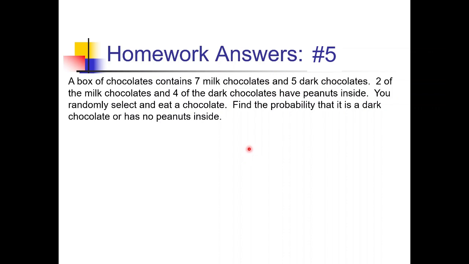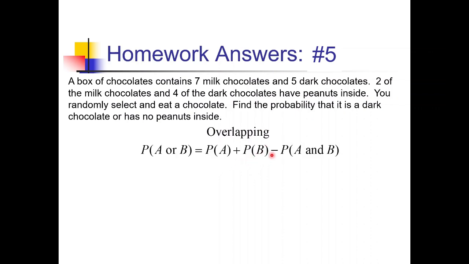All right, so is there any overlap between dark chocolate and no peanuts? They said there was 5 dark chocolates and 4 of those dark chocolates have peanuts. That means 1 doesn't. So there is some overlap between no peanuts and dark chocolates. So this is overlapping. We're going to use the overlapping formula, P of A plus P of B minus P of A and B. Let's let A represent dark chocolate, and let's let B represent no peanuts.